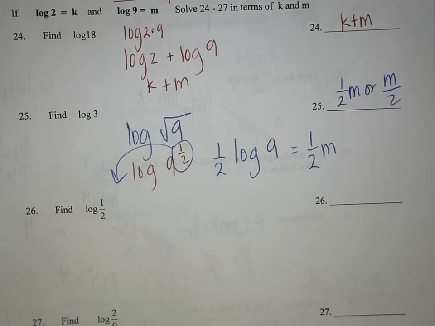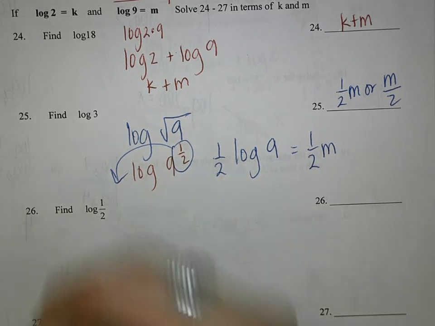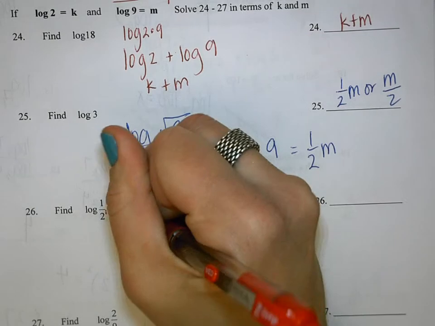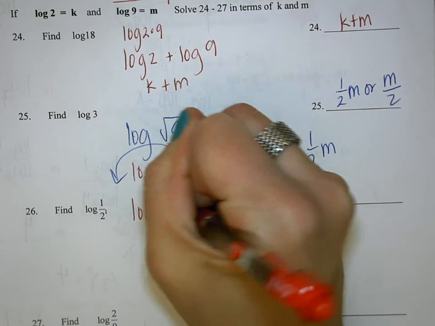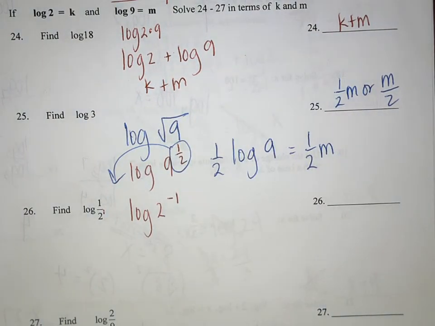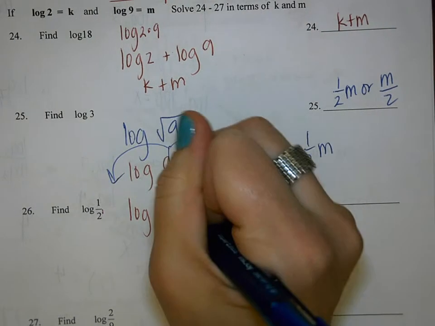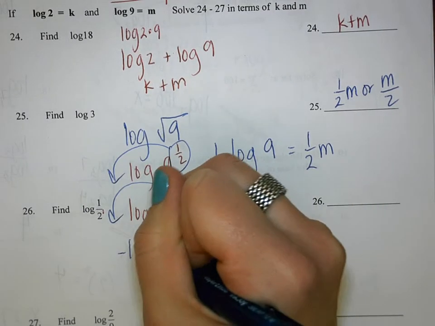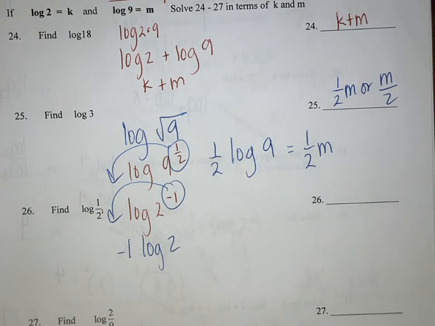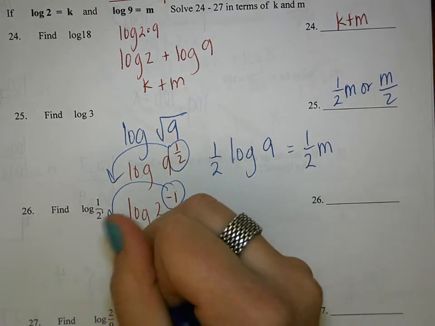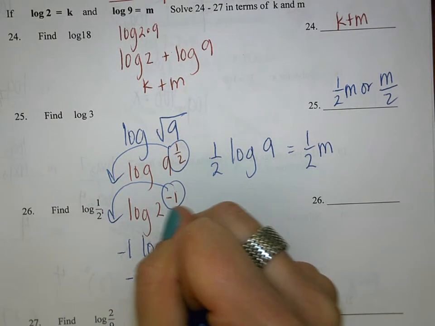Are we good there? So what am I going to do with 1/2? Very good. 2, that's 2 to the first, so I can rewrite that as log of 2 to the negative 1 to get rid of the fraction. Then we take our 1/2, bring it in front, so I have negative 1 log 2. Negative k. Negative 1 times k, which is negative k.